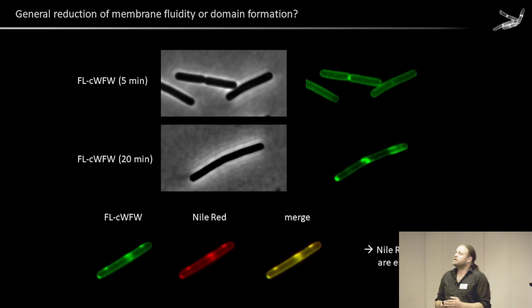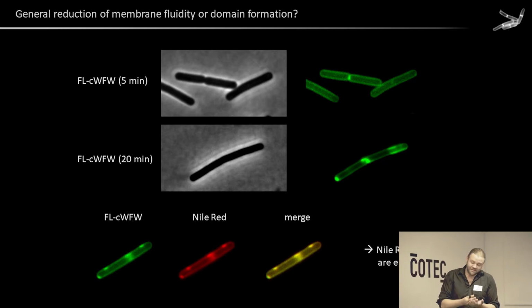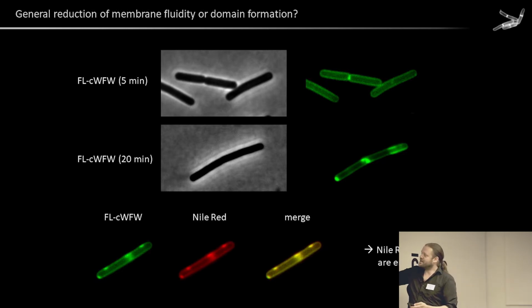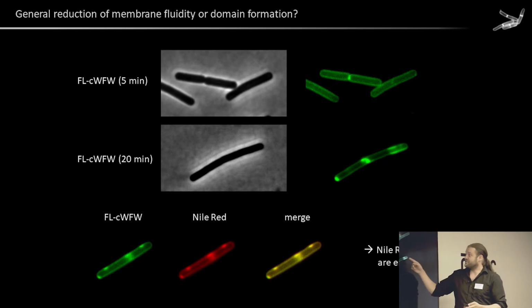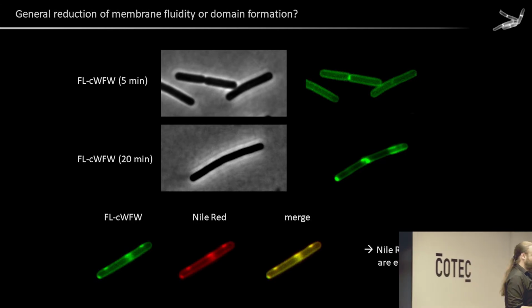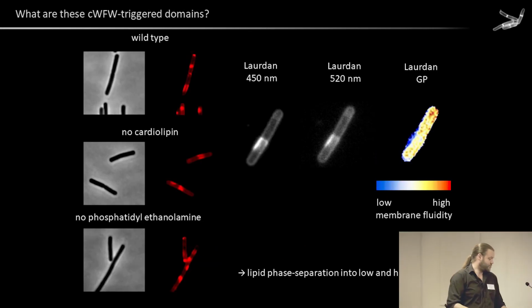So what we did here was look at the fluorescent peptide, the variant of the peptide with the fluorescent label, and this shows exactly the same phenomenon. After 20 minutes, that peptide is enriched in certain areas in the membrane, whereas initially it's smooth, and these correlate with the areas that we see with Nile red. So the Nile red stained domains are really domains that are also enriched with this antimicrobial peptide.